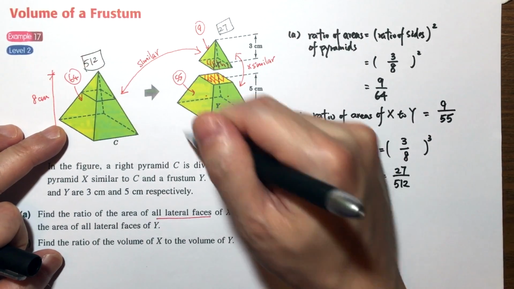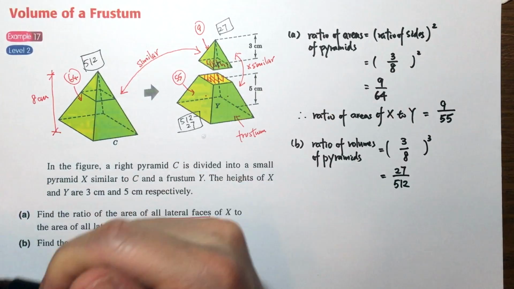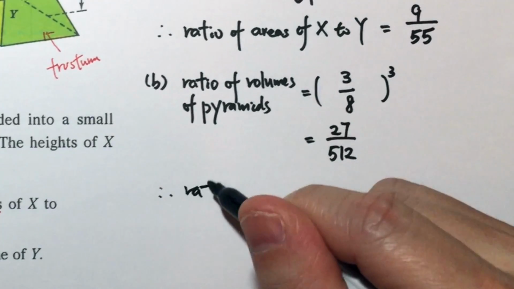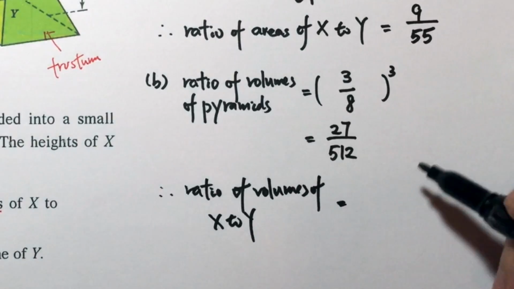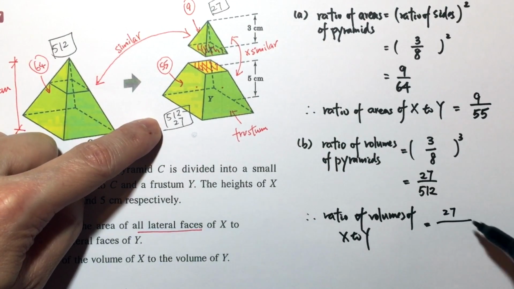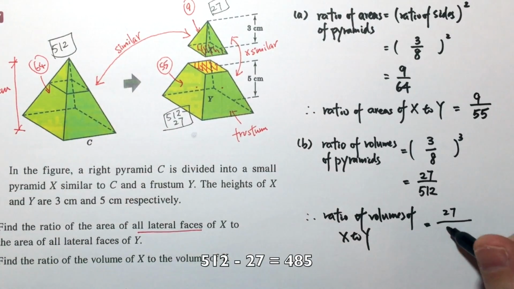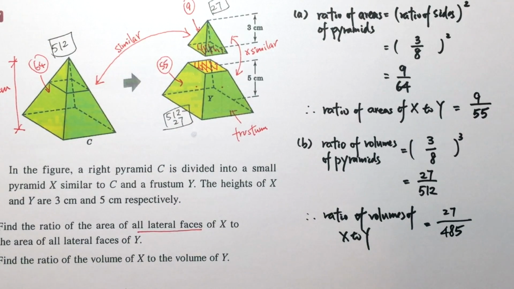So what about the frustum? The ratio will be 512 minus 27. So the ratio of the volumes of X to Y will be 27 over 512 minus 27, which is 458.